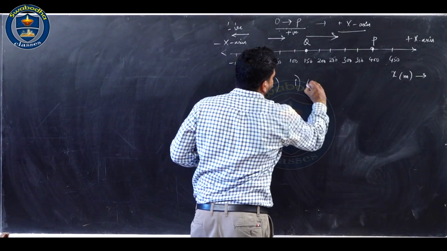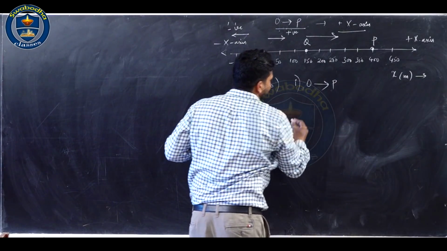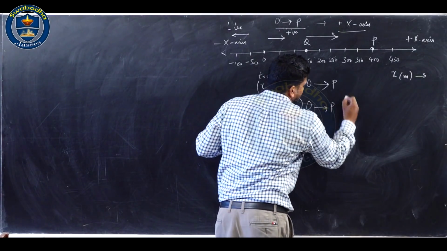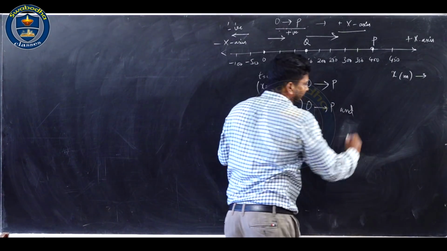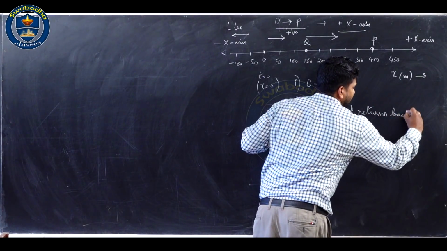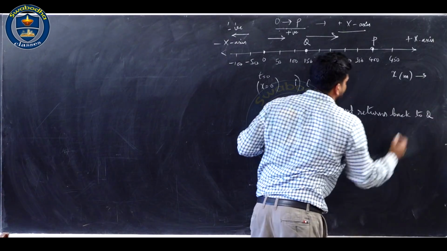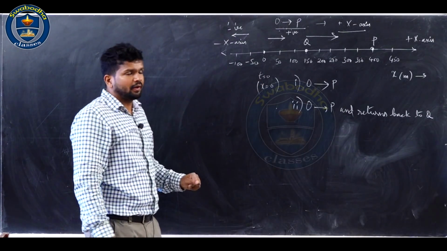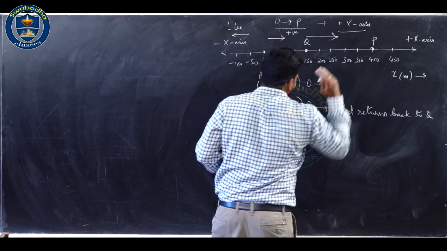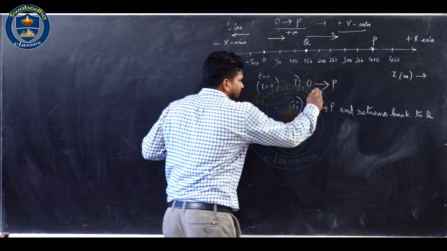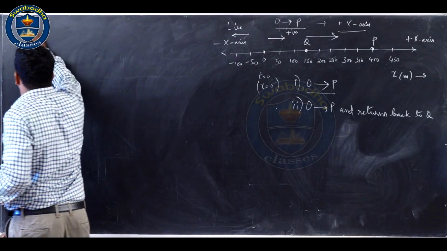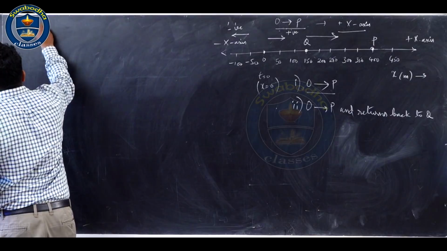First case, car is moving from O to P. Second case, car is moving from O to P and returns back to Q. Two situations. Okay, two different situations. First situation, car moves from O to P. In this situation, let us calculate both average velocity and average speed.